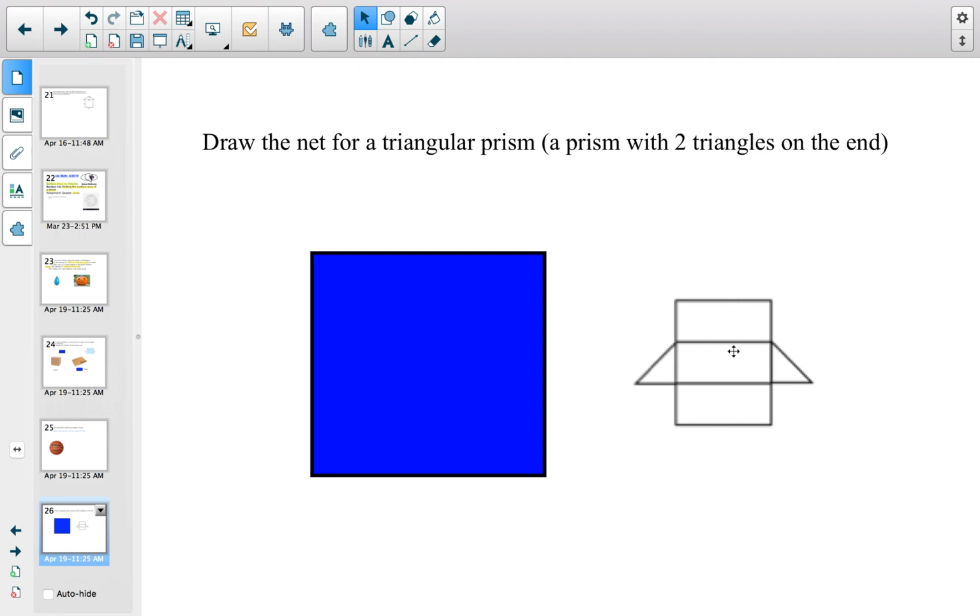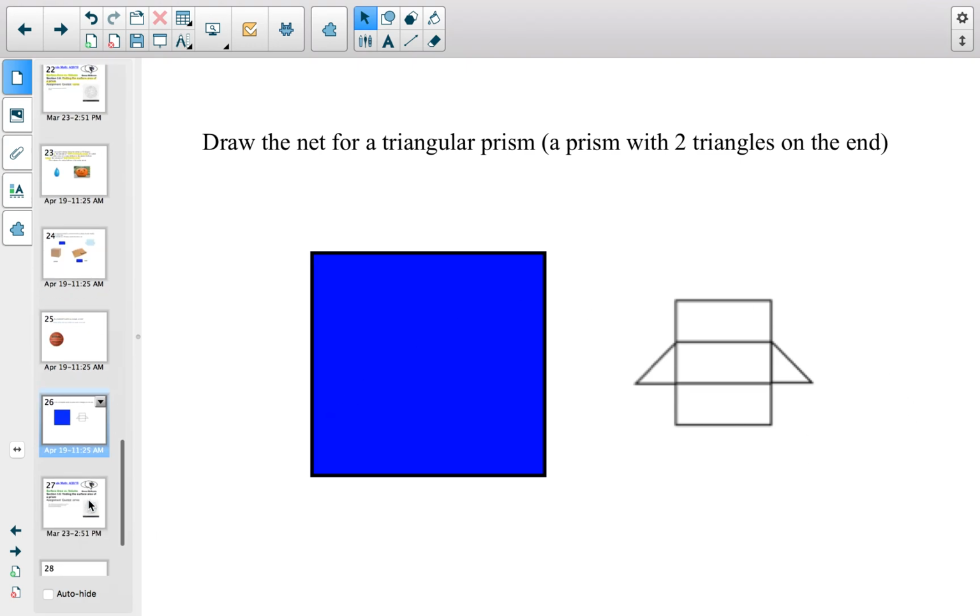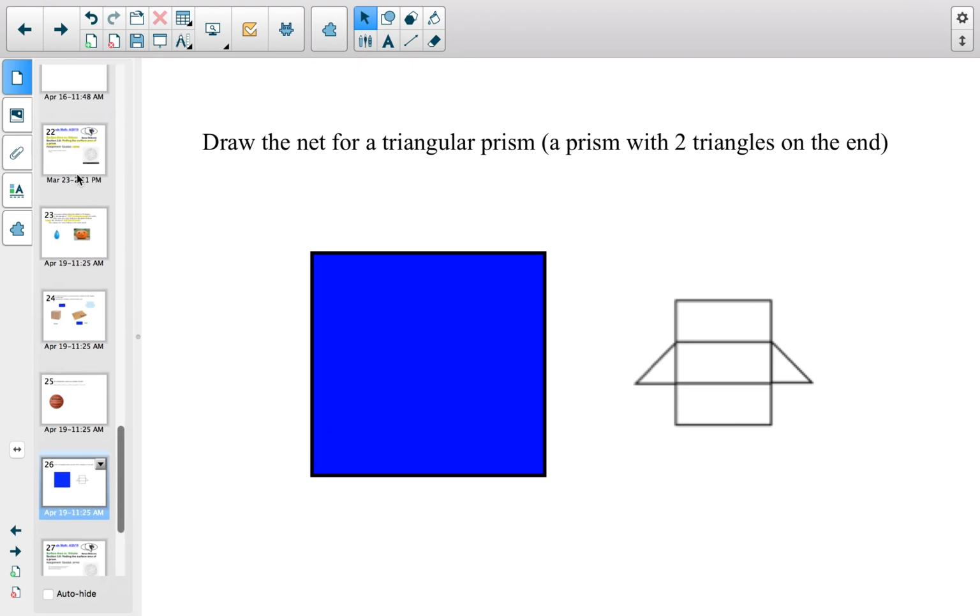And I'll just give you guys a hint. If we've unfolded this, this is what folds together to make the outside, correct? Well, we know how to find the area of a rectangle, rectangle, rectangle, and 2 triangles. So that's kind of a hint when we get into surface area. Okay. And otherwise, that is it for today.